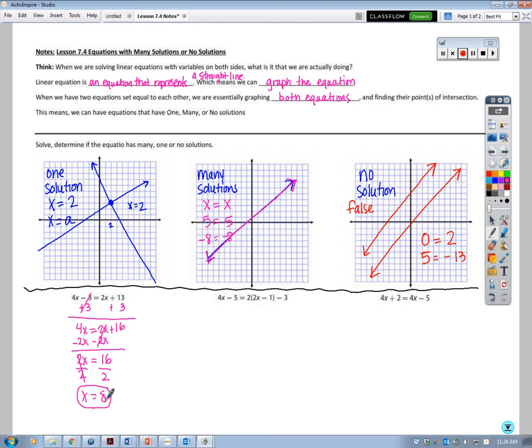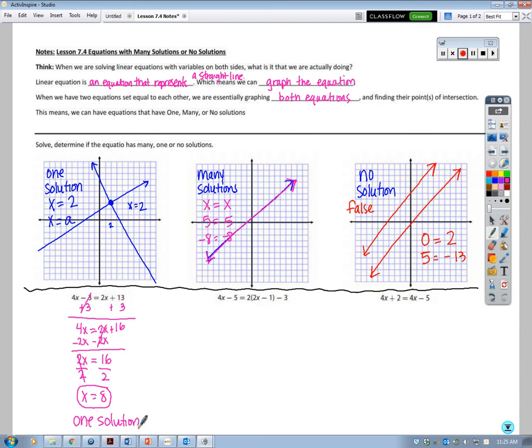Now if I look back to what we were talking about earlier, I have a true statement. That means that x equals something specific. It equals one specific thing. And if it equals one specific number, then it is a true statement and it has one solution. Okay, so this equation here has one solution. If you were to graph these two lines, they would have one point of intersection.